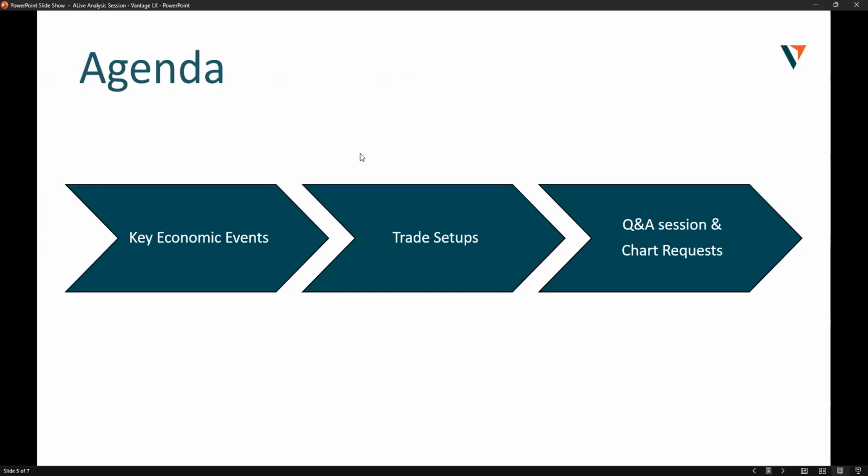So for live analysis sessions, it's our agenda for today. As always, we will go through the economic calendar first, just to see if there are any high impact news events. And following that, we will be taking a look at our trade setups. Today's focus would be mainly on dollar yen. We have requests for Euro yen as well as Aussie yen. And if you have any other requests, just put them under the chat box. Throughout the session, we're open to Q&A, so if you have any questions, just feel free to put them there.